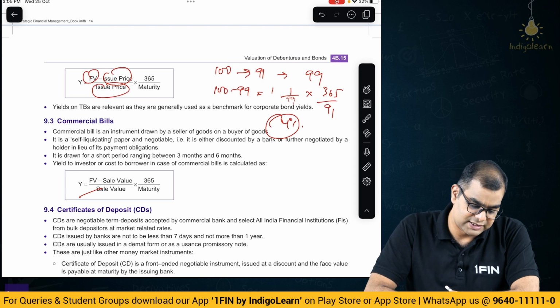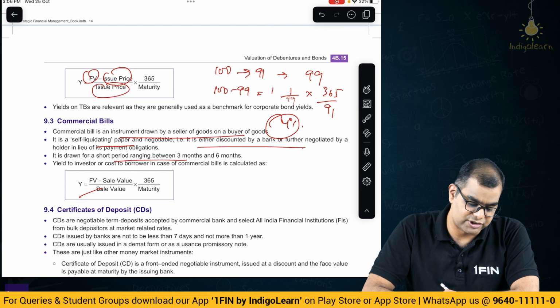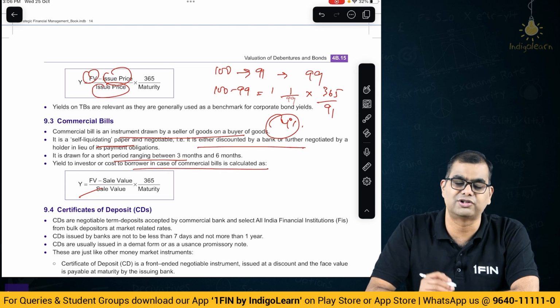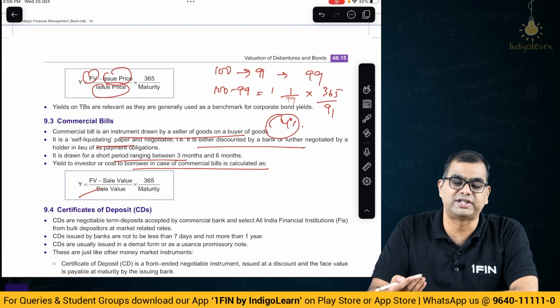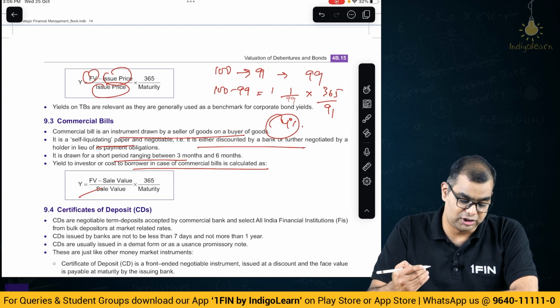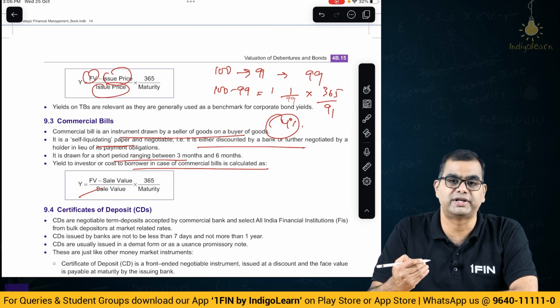Commercial bills are instruments drawn by a seller of goods on a buyer of goods. It is self-liquidating and is either discounted by a bank. It is drawn for a short period, 3 to 6 months. Yield to the investor is calculated as follows: face value minus the sale value, divided by the sale value, into 365 by the actual number of days for which the instrument is valid.